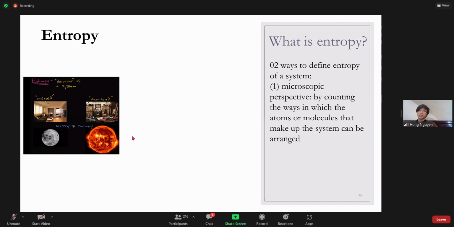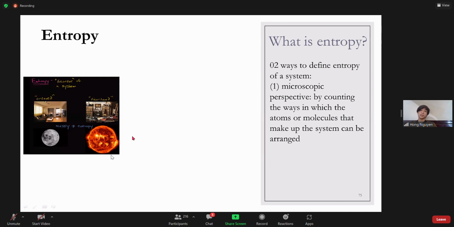Okay, someone that is messy, this one is very messy. When we use the word messy, it should be different from entropy. Entropy does not say anything about being messy. For example, here we have the moon and here we have the sun. Which one is more disordered than the other?